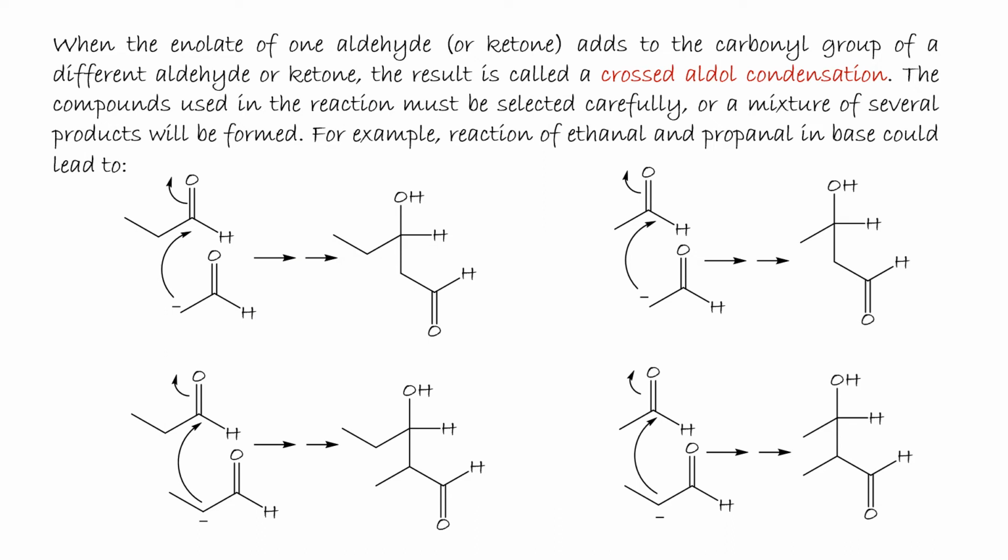When the enolate of one aldehyde or ketone adds to the carbonyl group of a different aldehyde or ketone, the result is called a crossed aldol condensation. The compounds used in the reaction must be selected carefully, or a mixture of several products will be formed. I have an example here: the reaction of ethanal and propanal in base could lead to 4 different products.